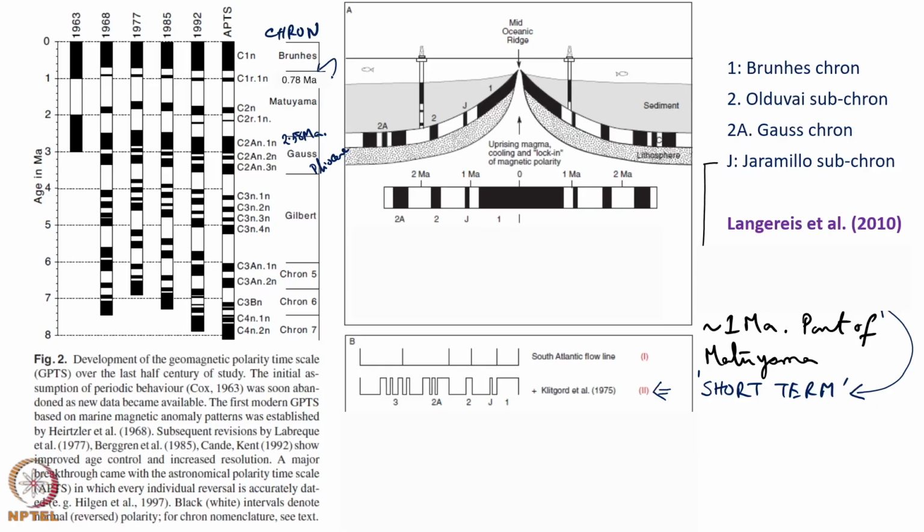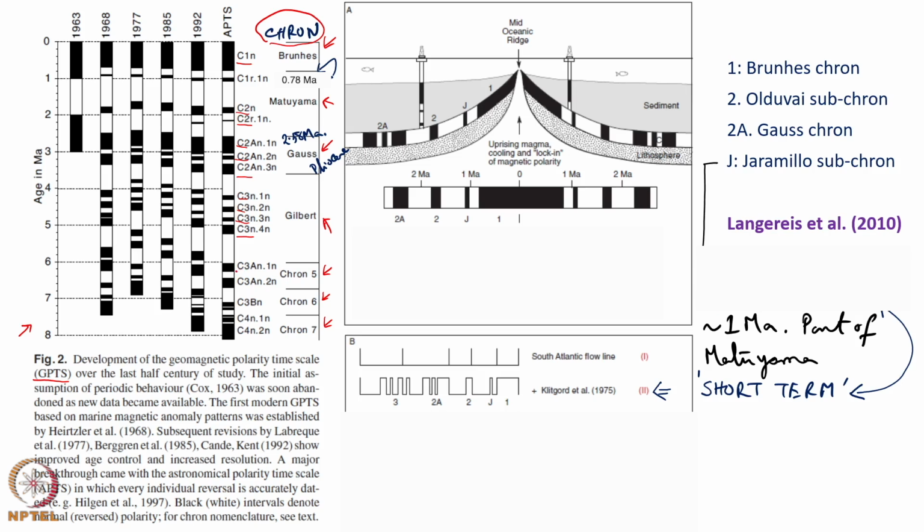Let us look at the geomagnetic polarity time scale. Here it is presented. From the top there is Brunes, Matuyama, Gauss and Gilbert. As per the latest use of the terminology, they are called chrons, below which lies Chron 5, then Chron 6 and then Chron 7. Brunes is Chron 1, Matuyama is Chron 2, Gauss, interestingly, is still C2, and Gilbert, now we are using C3.